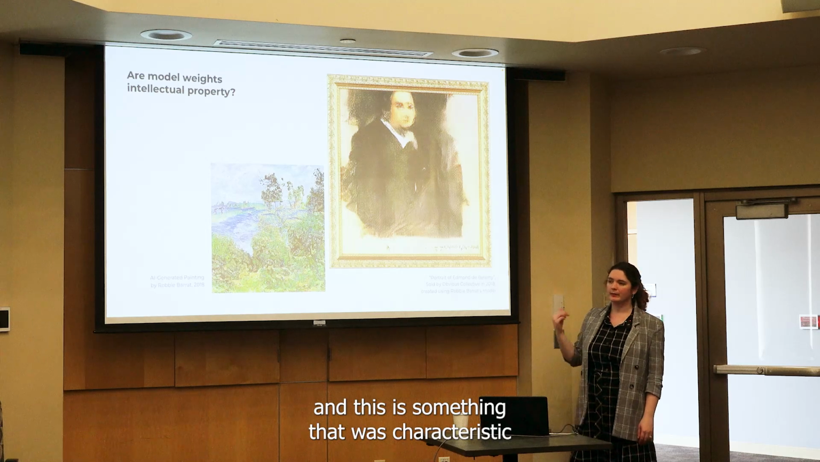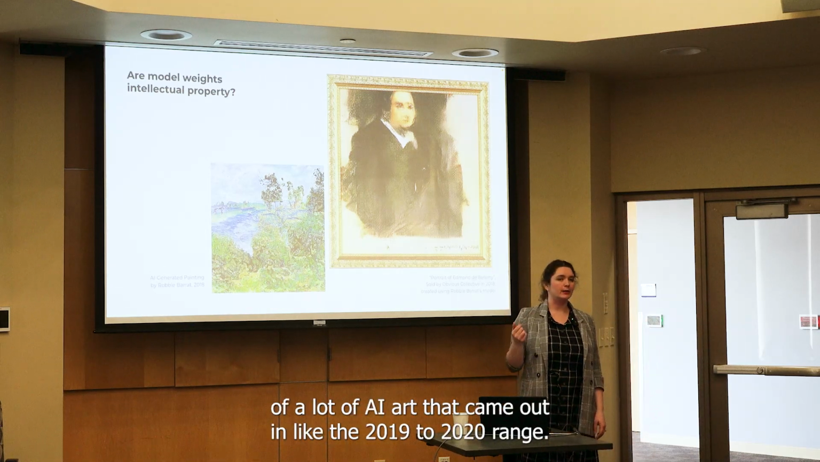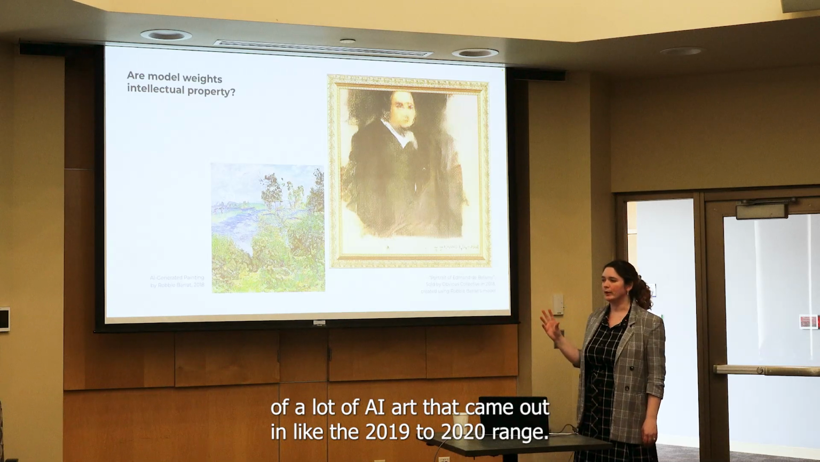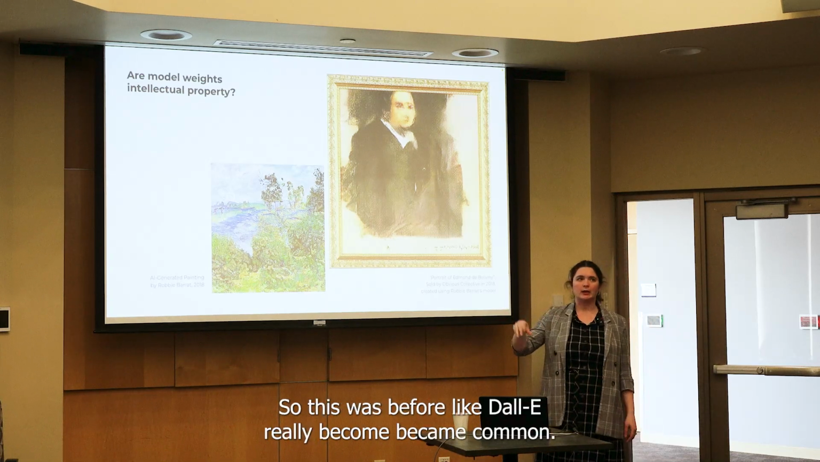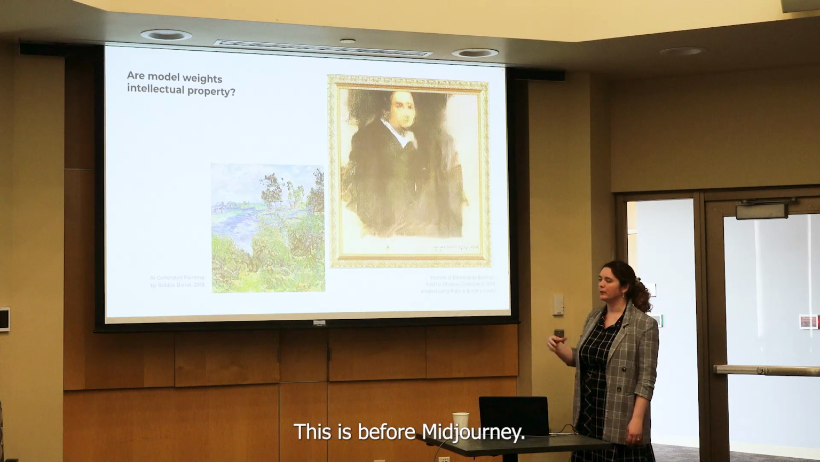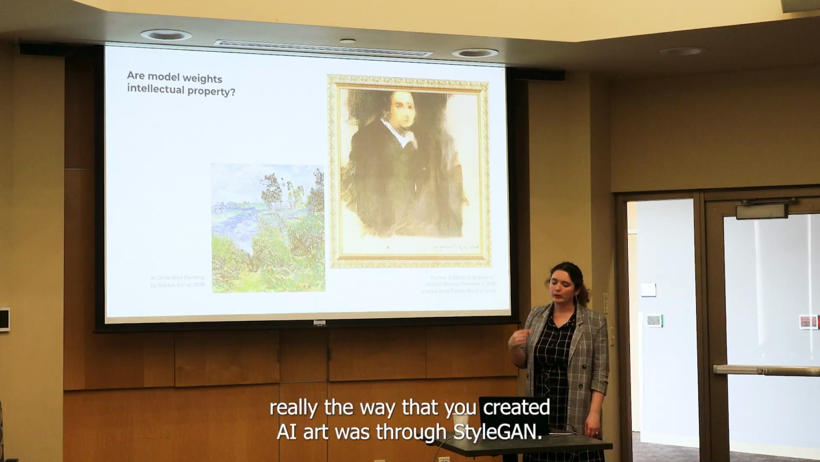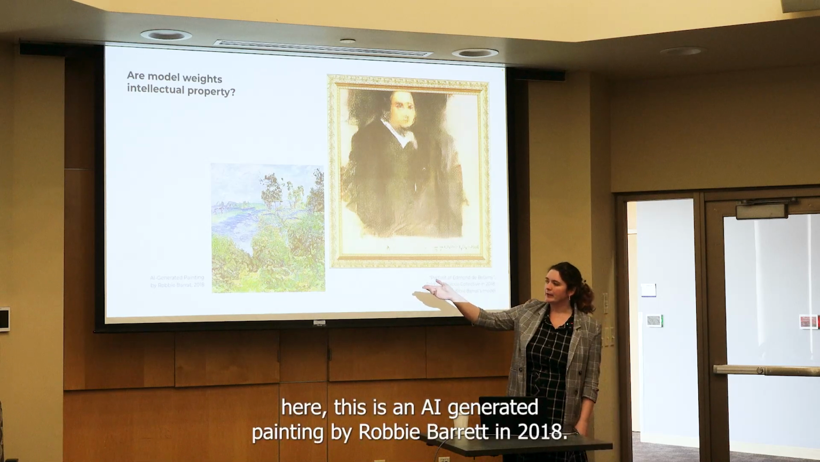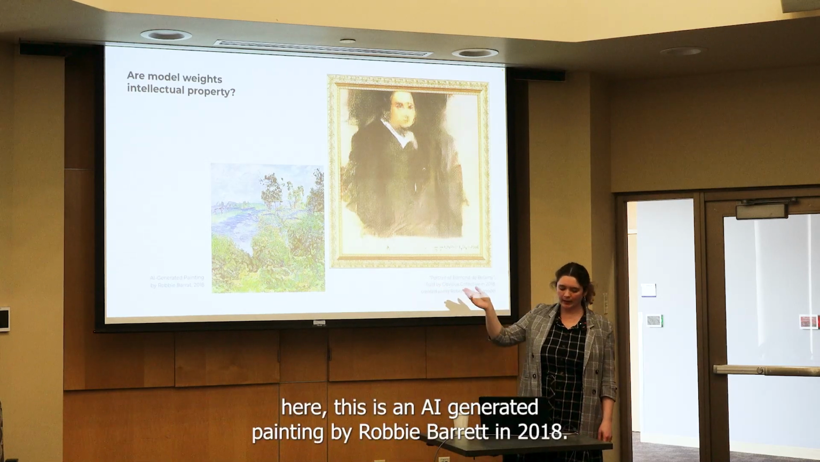And this is something that was characteristic of a lot of AI art that came out in like the 2019 to 2020 range. So this was before DALL-E really became common. This was before Midjourney. Really the way that you created AI art was through StyleGAN. Here, this is an AI-generated painting by Robbie Barat in 2018.